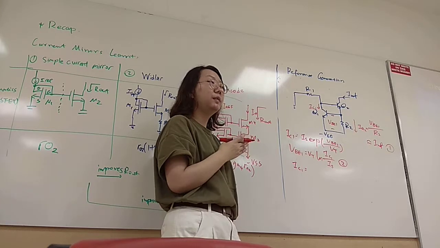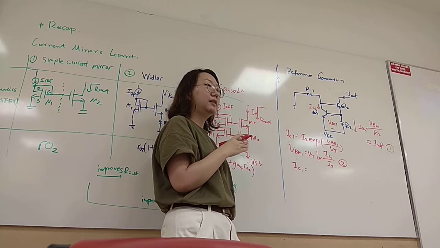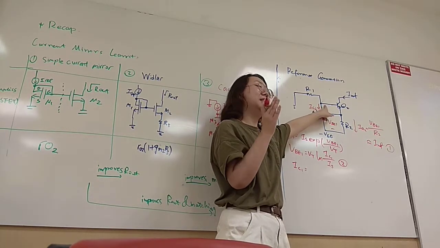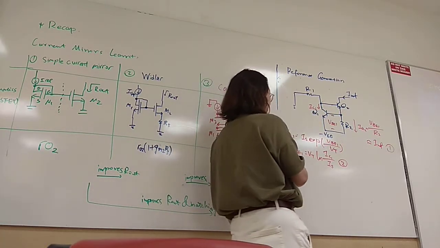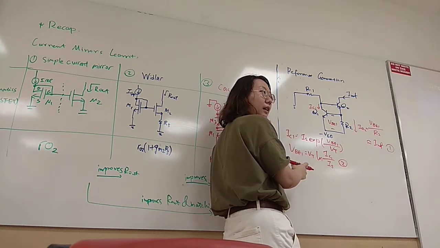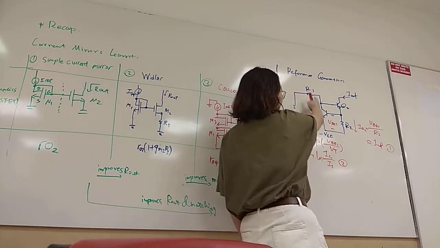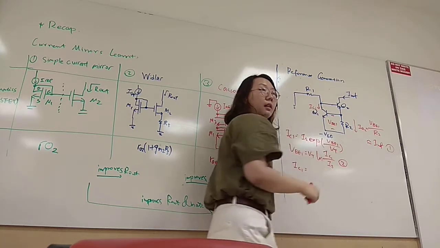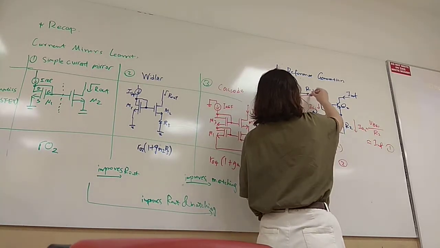We already assume all the IBs are very small, can be neglected, right? So you don't really need to consider this branch, the IB. Okay? So how to write your IC in terms of VEE? VEE minus... you tell me what's the current direction in this branch? Is it from bottom to the top or from the top to the bottom? Top to the bottom. Okay, so it's this direction, right?